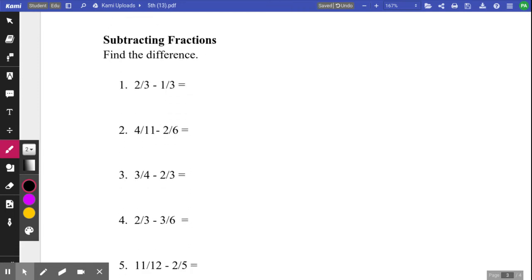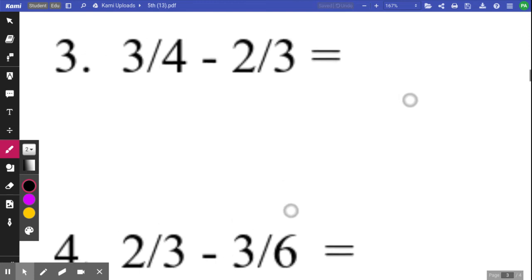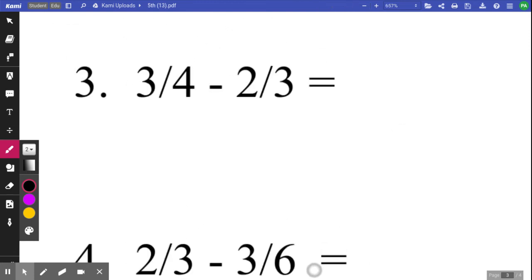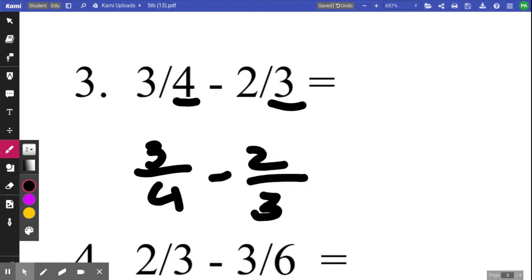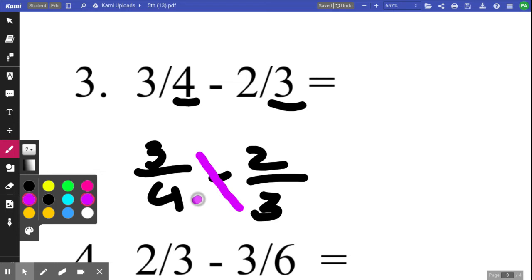Okay, subtracting fractions. Find the differences. So when subtracting and adding, you need the same denominator. How do you do that? Well, you find a common multiple, or you have to multiply it by cross multiplication. So let's look at number 3. We got 3/4 and 2/3. Obviously, 4 and 3 are not the same, and there's no least common multiple. So we're just going to have to cross multiply, because cross multiplying gets you the least common multiple. So we're just going to go times and times.